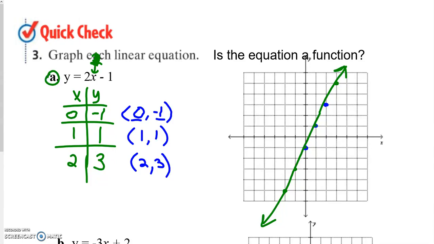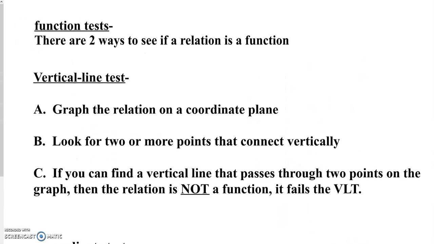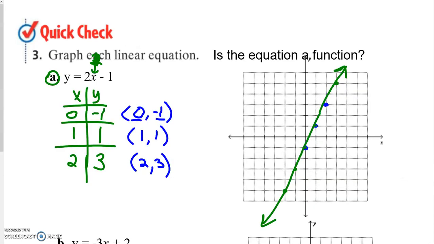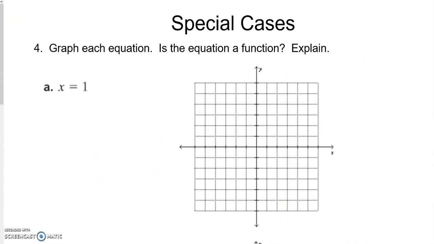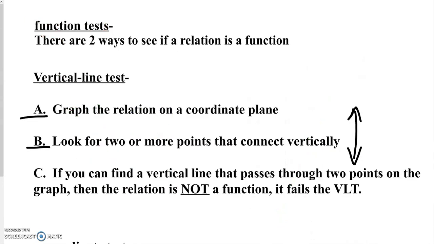Well, let's refer back to our function tests. One of them is the vertical line test. To do the vertical line test, first we graph it. That's what I did. Step A, I graphed it. Step B says look for 2 or more points that connect vertically. And remember, vertically is up and down, straight up and down. Well, if I look at this graph that I just made, none of my points are vertical. That means none of my points are stacked straight above each other. So there's no vertical line there. Step C says, if you can find a vertical line that passes through 2 points on the graph, then the relation is not a function. It fails the VLT, which is the vertical line test.